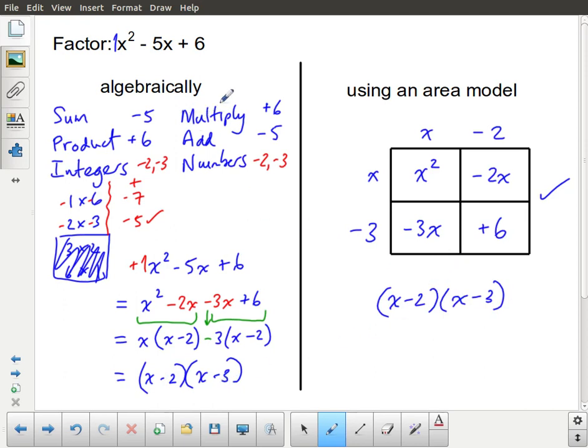My preference is that you master this algebraic method. It's going to serve you well. It's much more of a process, and I think that once you get this down, you're much less likely to make mistakes with it. But it does take practice in order to master it.